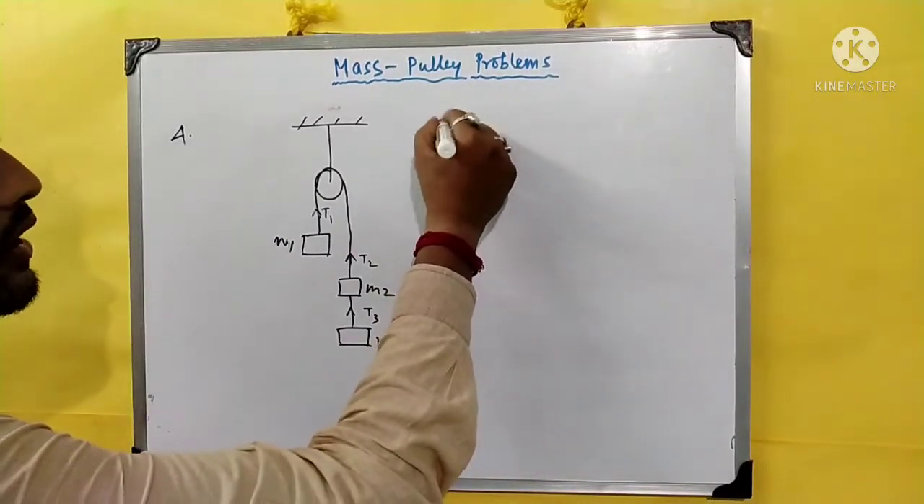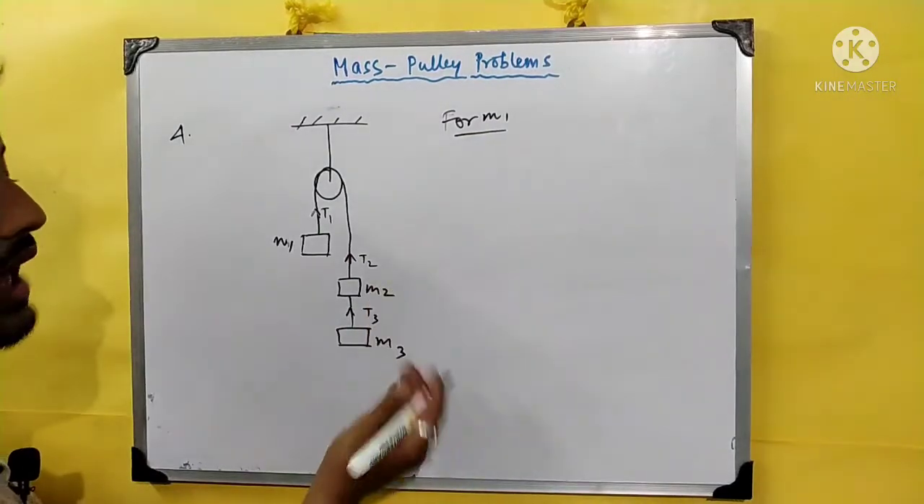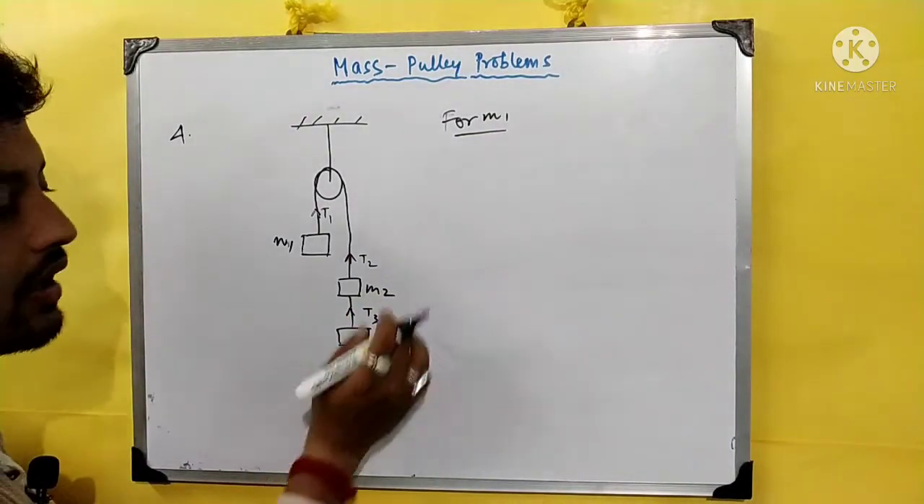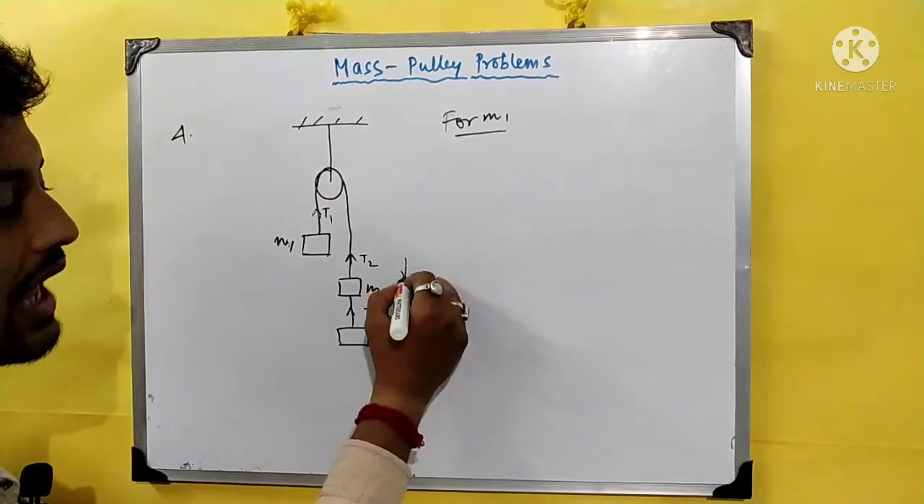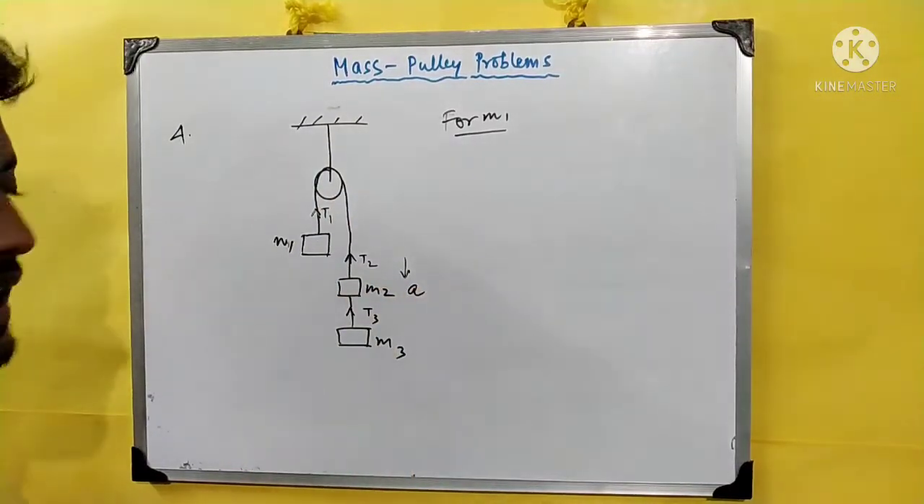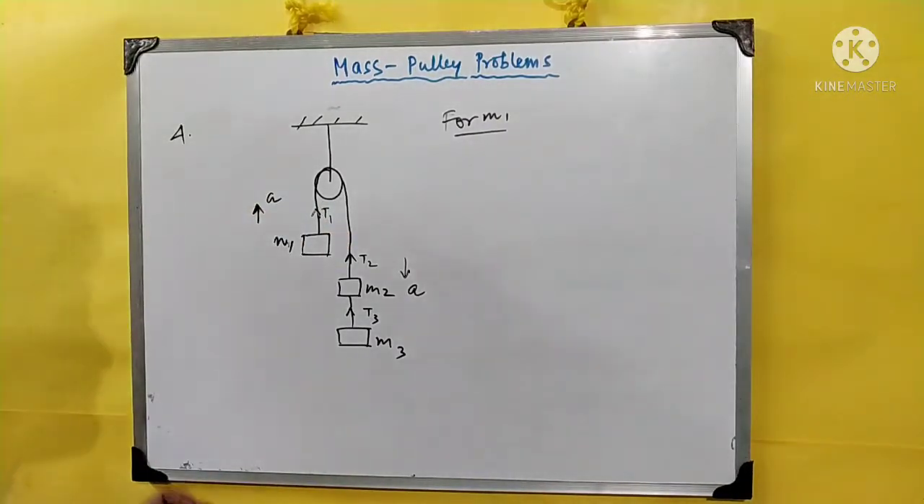For M1, see, acceleration, as you can see, double mass is given over here. So this pulley will rotate like this, and the string will have an acceleration a in this direction. This will have an acceleration a in upward direction, which is fine.